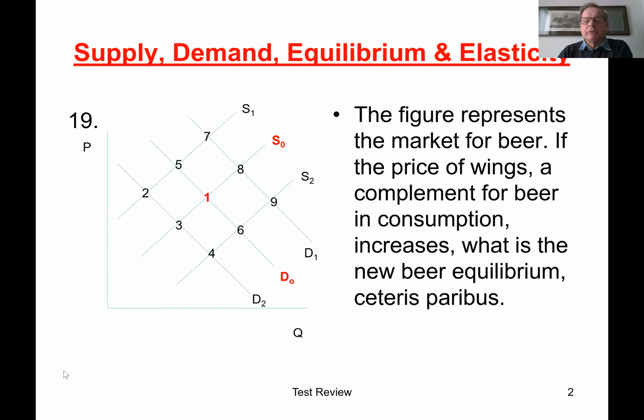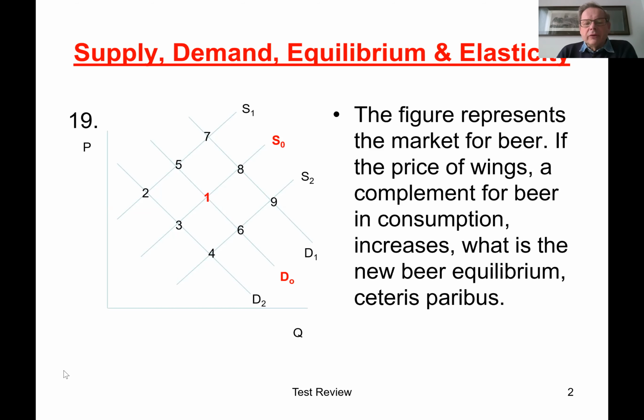There we go. Question number 19. The figure represents the market for beer. If the price of wings, a complement for beer in consumption, increases, what is the new beer equilibrium ceteris paribus? We're starting off at point number one.